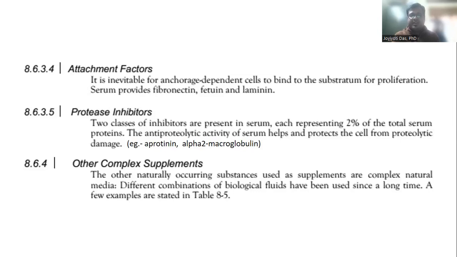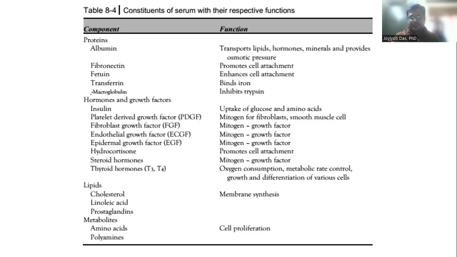Apart from that, there are attachment factors that serum provides, and the names of those attachment factors are fibronectin, ferritin, and laminin. This we discussed while discussing cell adhesion. And as I said, there are protease inhibitors also in serum, examples of which are aprotinin and alpha-2 macroglobulin. So this table gives you a summary of the various types of components present in serum and their respective function.